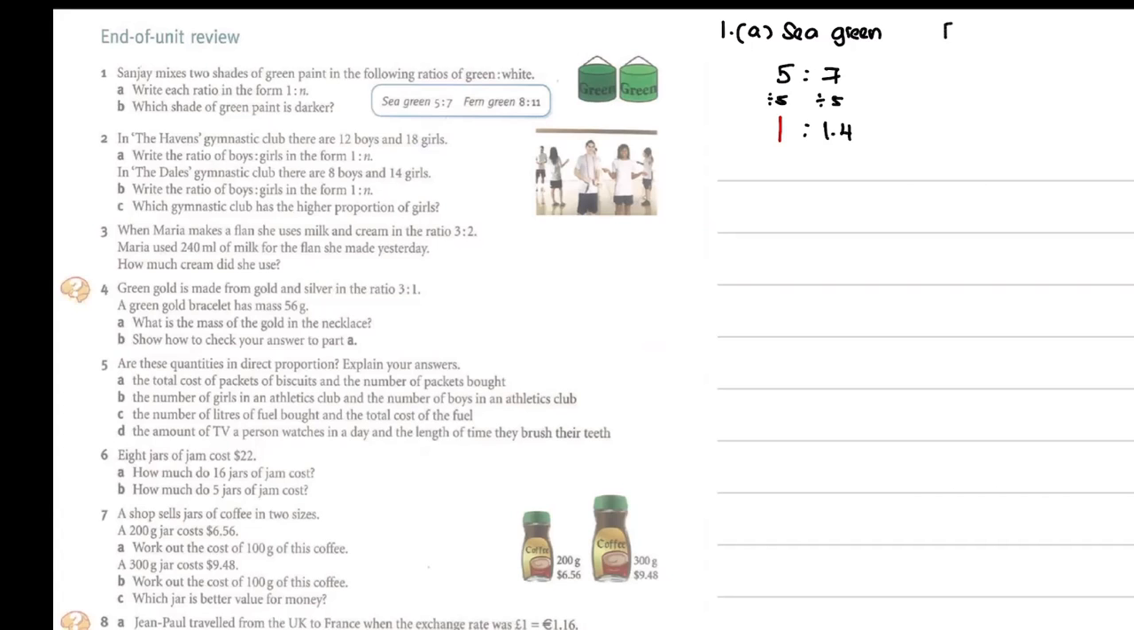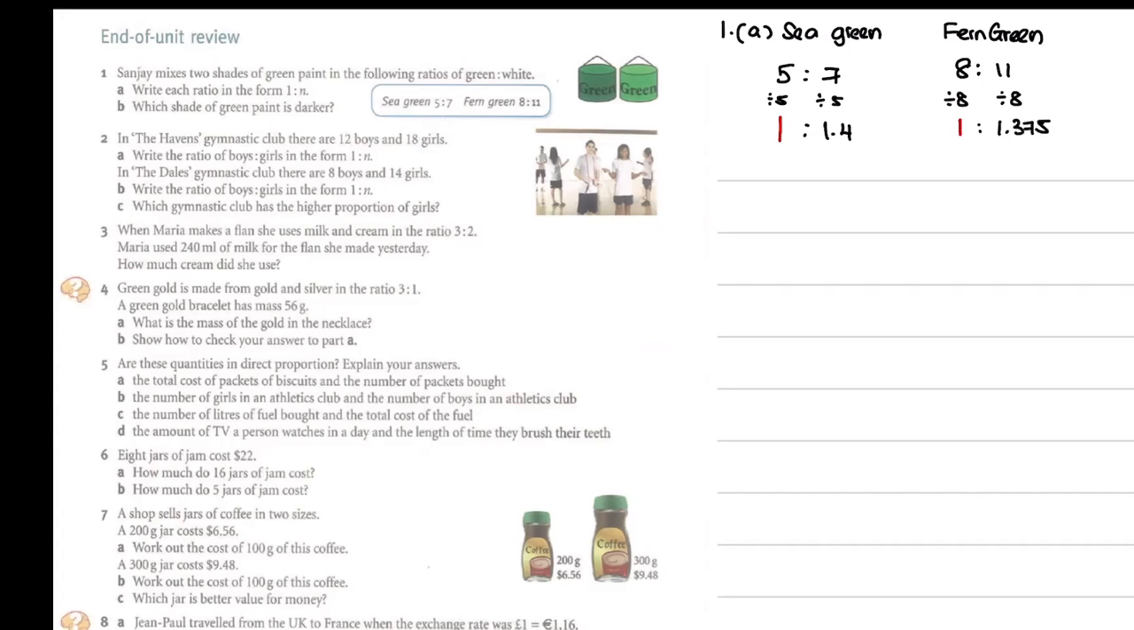And then we have fern green. Fern green is 8:11. So we need to make sure that it's 1:something. So we need to divide it by 8 on the left-hand side and divide it by 8 on the right-hand side. 11 divided by 8 is 1.375.